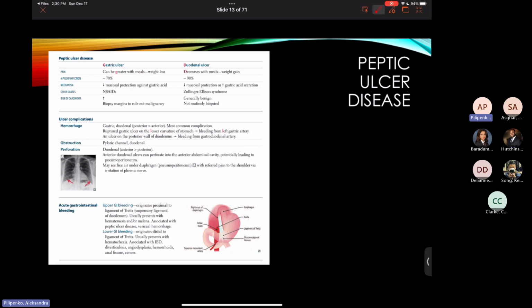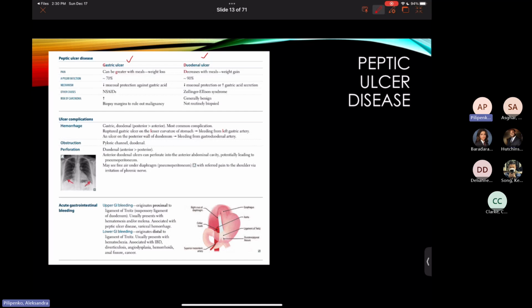For peptic ulcers, yeah, just a summary of how to distinguish between stomach ulcers and duodenal ulcers. Then we have complications of ulcers. Basically, it's a rupture, right? So we're going to have a hemorrhage, obstruction, or, okay, if that's a tear, we're going to have hemorrhage and perforation. Of course, a lot of hemorrhage, and everything else. We're not going to have any motility as well.